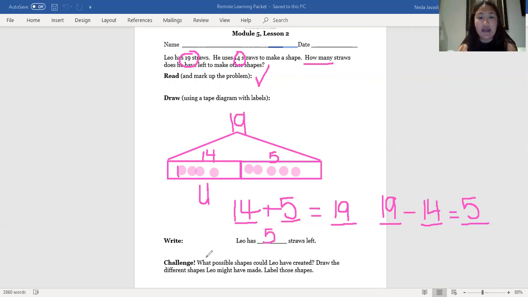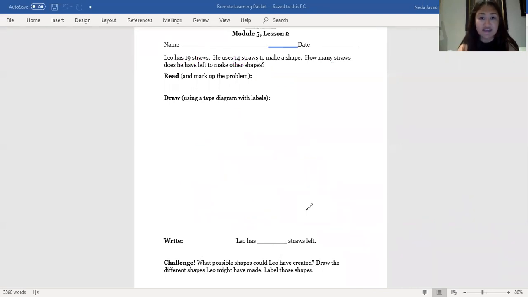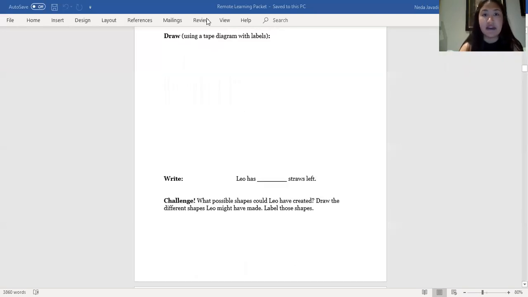Challenge: what possible shapes could Leo have created? Draw the different shapes Leo might have made. Label those shapes. So on your page, what you can do is draw all the different types of shapes that Leo might have made using 14 different straws.